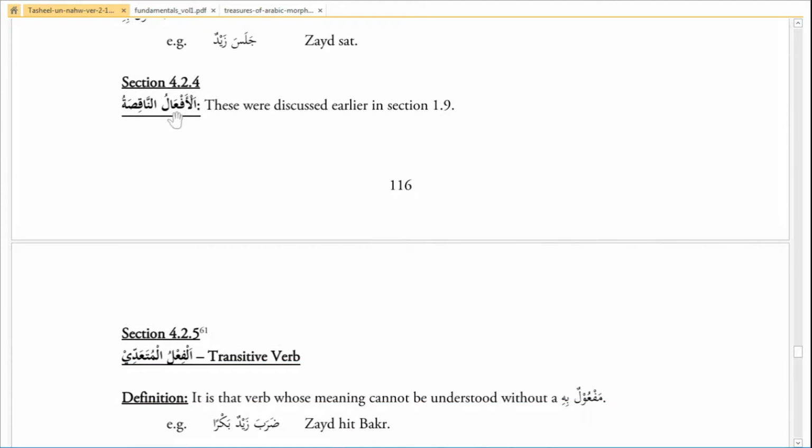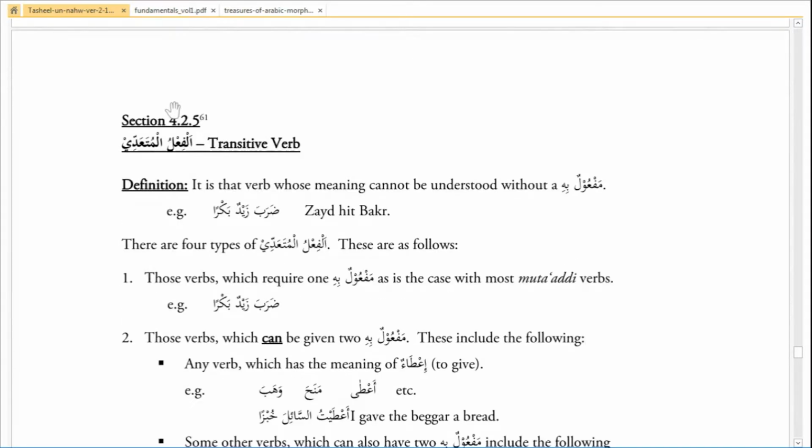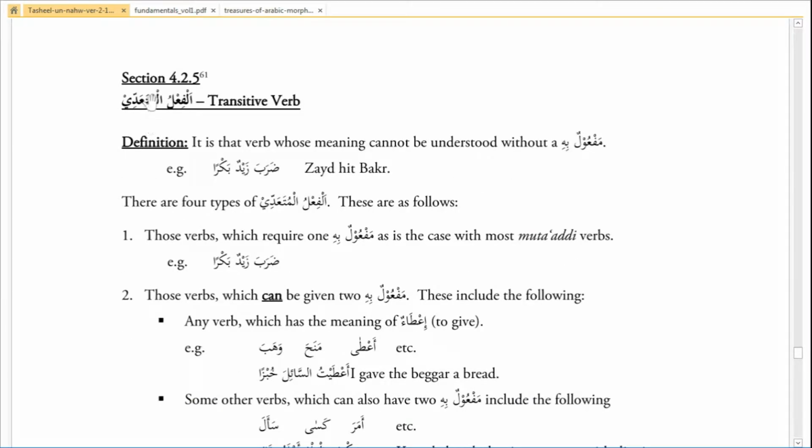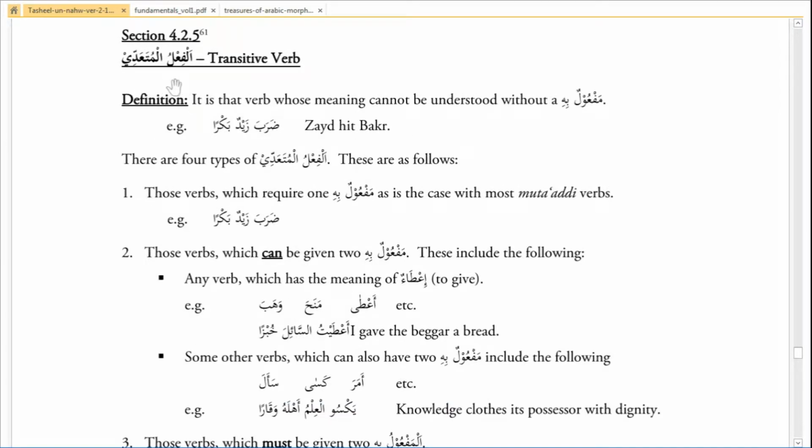And there's another type, which is فعل متعدي, the transitive verb. The definition is: it is a verb whose meaning cannot be understood without a maf'ul bihi. Maf'ul bihi, as I said, is a maf'ul. If you don't have a maf'ul for this type of verb, al-fi'l al-muta'addi, then we cannot understand the whole meaning of the sentence. For example, ضرب زيد بقرا.